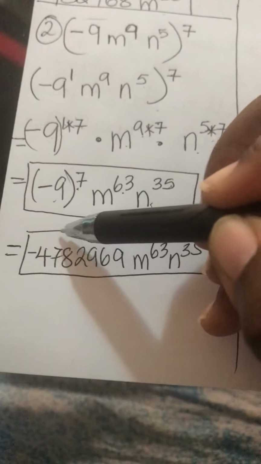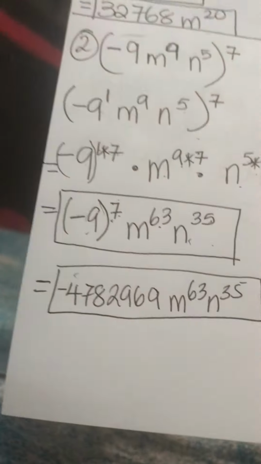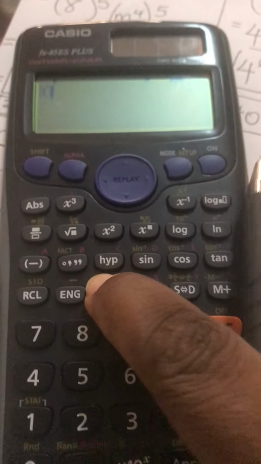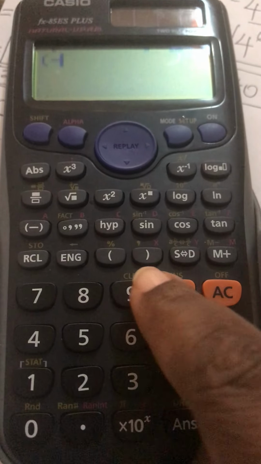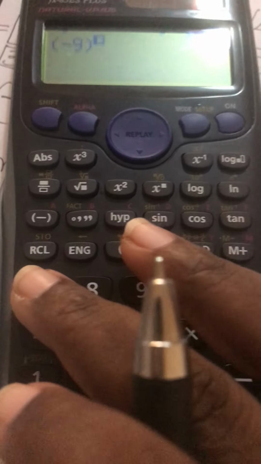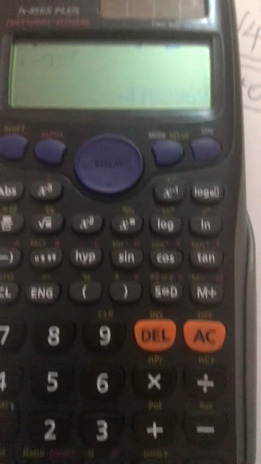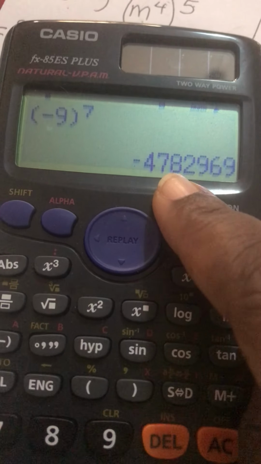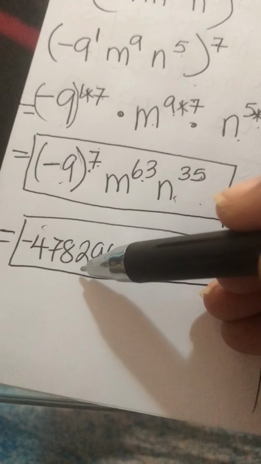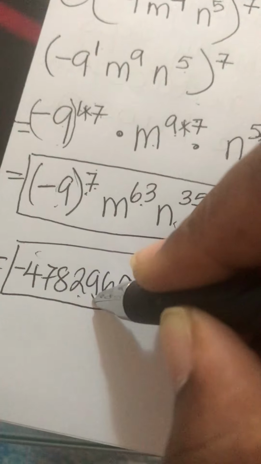And then I can simplify. If I do this, raised to the 7th power, I will put it in brackets, just the same way I see it in the question. And I press this, and I press 7. And I get 4, 7, 8, 2, 9, 6, 9. Please don't forget to put your commas.